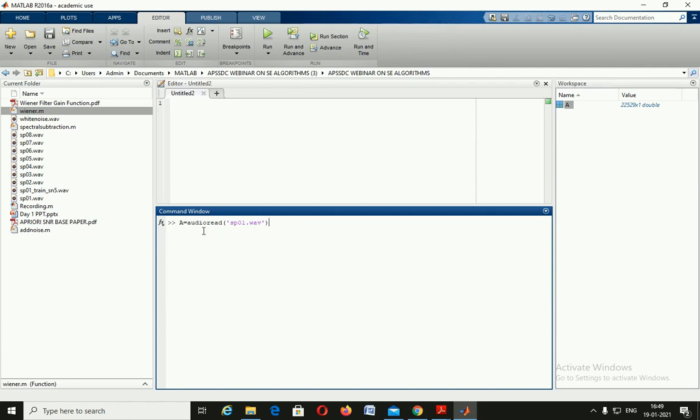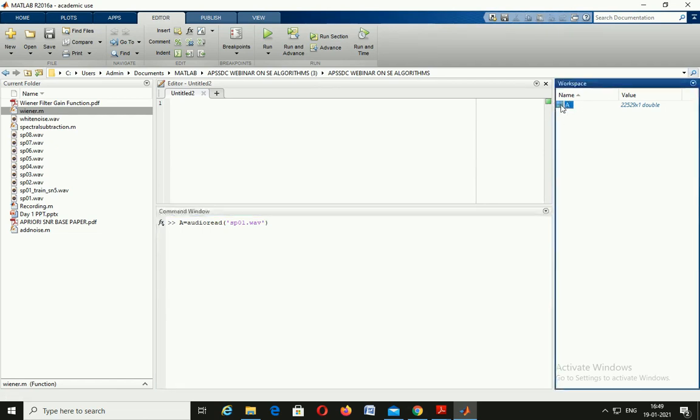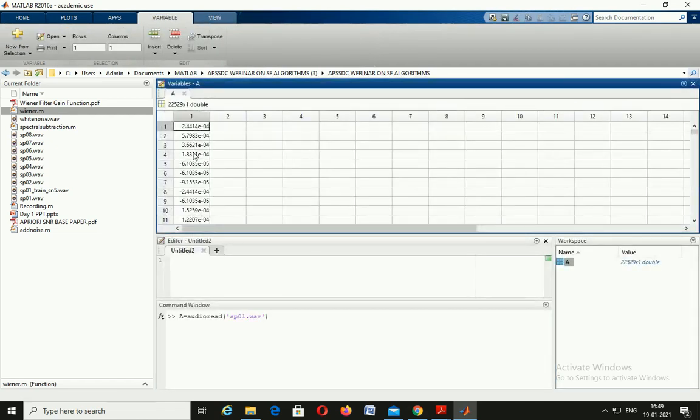So here A is equal to audioread of sp01.wav. By using this command, we have stored the speech signal of sp01.wav into the matrix A. You can see that in this workspace here. Upon double click on A, you can see the values. These are the voltage values. This is the first sample value, second sample value, all these things.